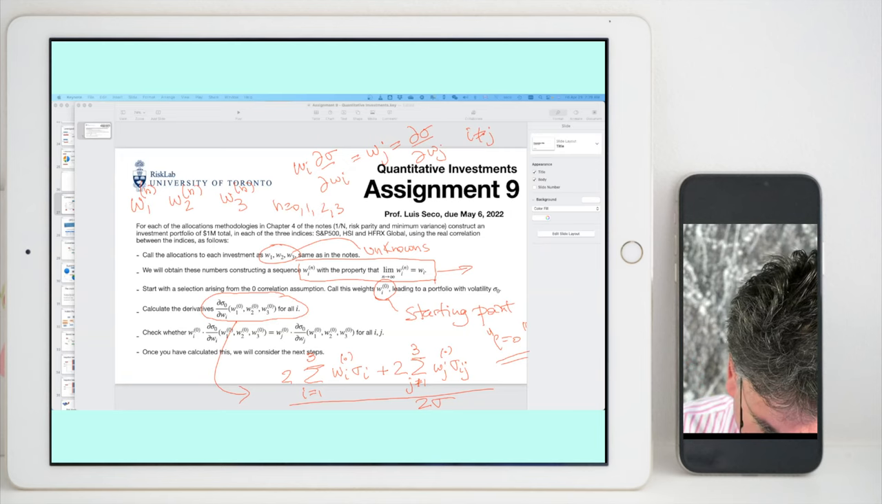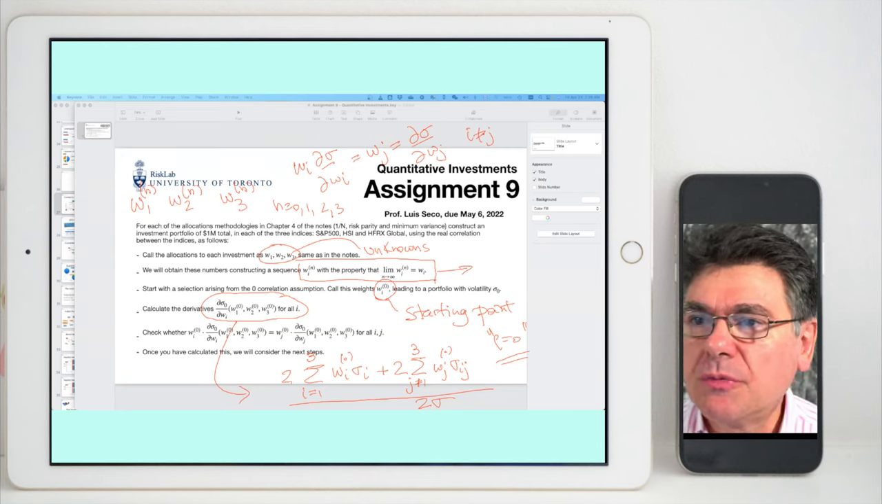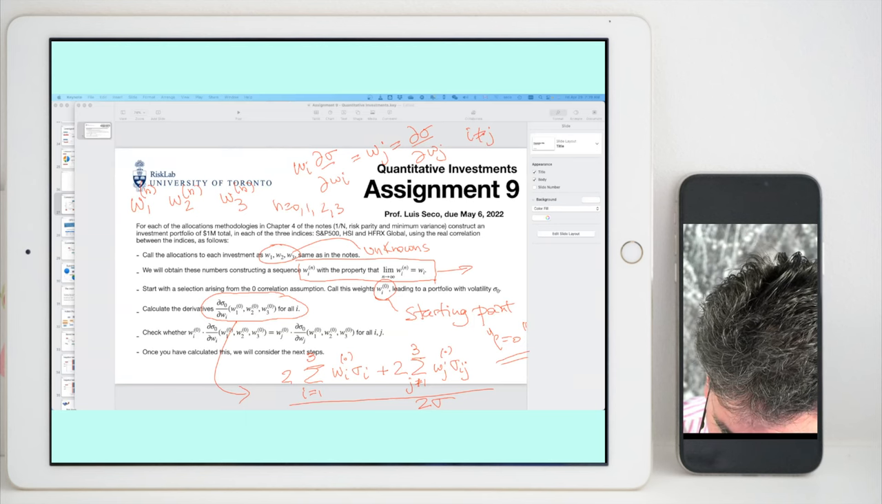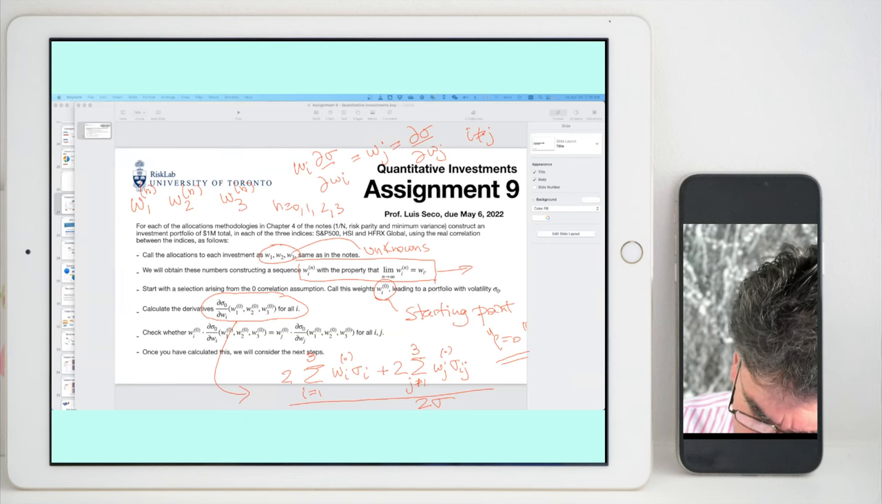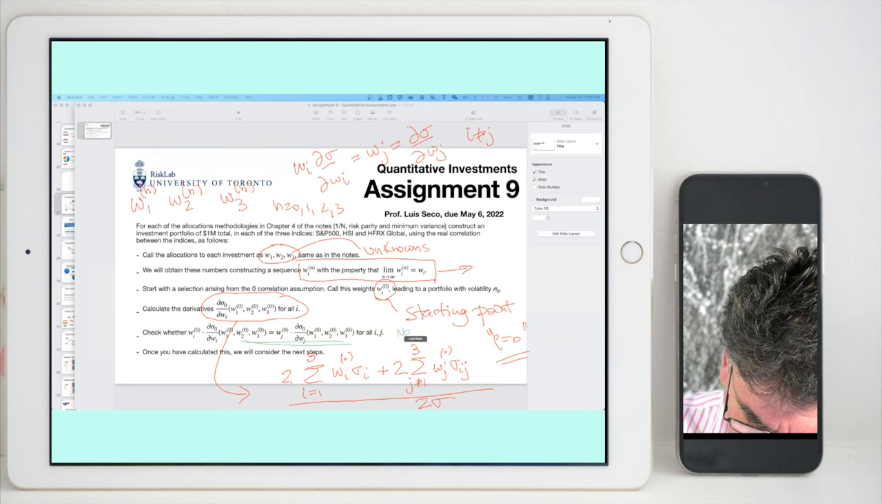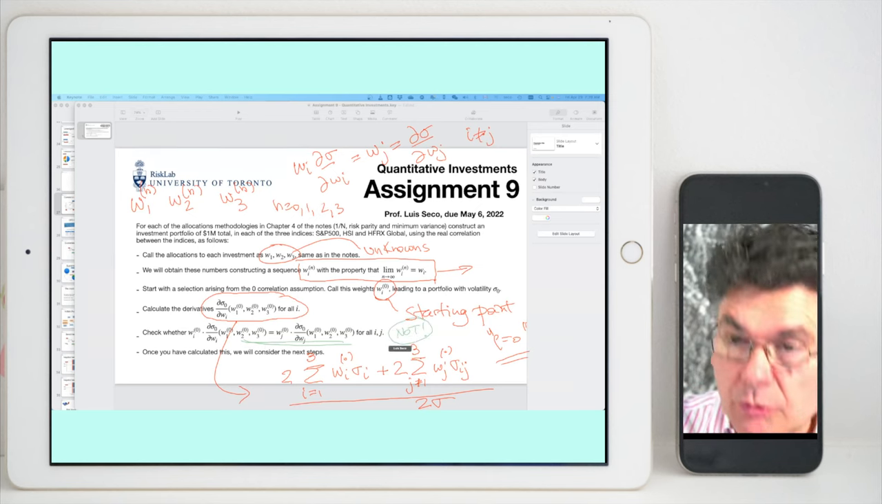Once you have all three derivatives, what I ask you to do is check whether this is true. I'm gonna put this in a different color now. Once you have that, then you need to check whether these identities are true. You will see that very likely they will not be true, okay? Which is what we expect.